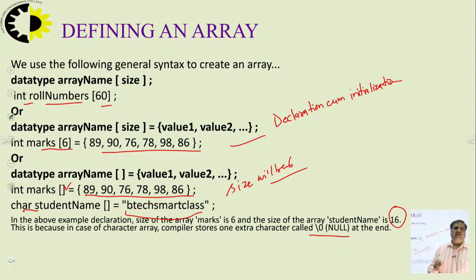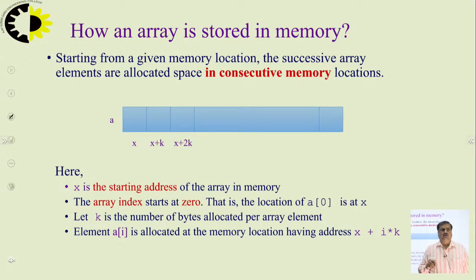So this null character will be stored in the array at last as a terminating character. This terminating character will add to the size. So here size will be 16. That we will again do in strings in the part 2 lecture series. How this array is stored in the memory.